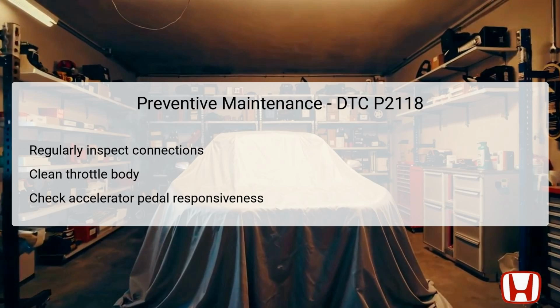Cleaning the throttle body periodically can also make a significant difference in maintaining optimal airflow efficiency, thereby enhancing overall engine performance. It is advisable to check the accelerator pedal for responsiveness, ensuring that the connection between the pedal and the throttle actuator remains intact and responsive under various driving conditions. Implementing these preventive measures will help prevent recurrence of DTC P2118 and maintain smooth vehicle operations. Establishing a routine maintenance schedule will safeguard the electronic throttle control system against potential failures.